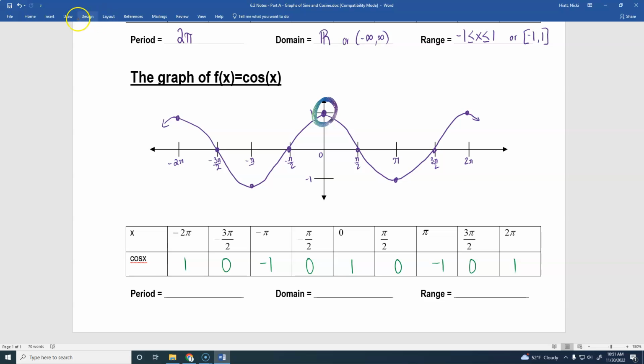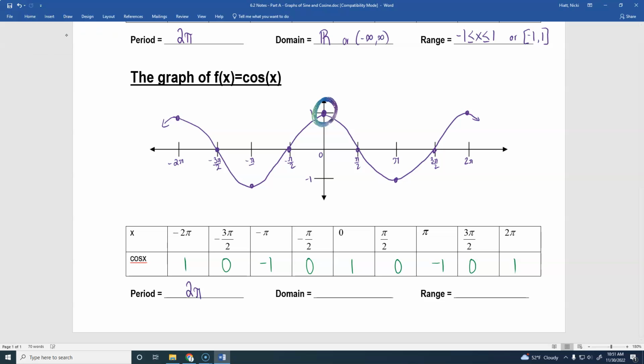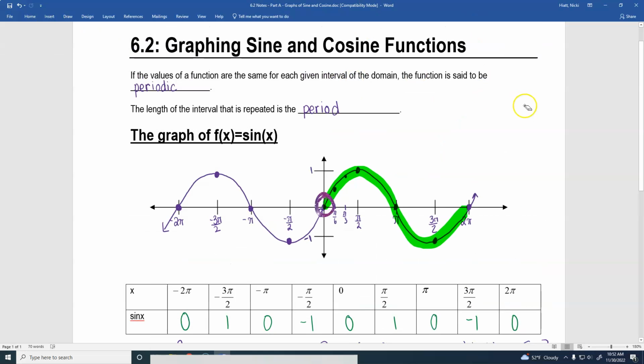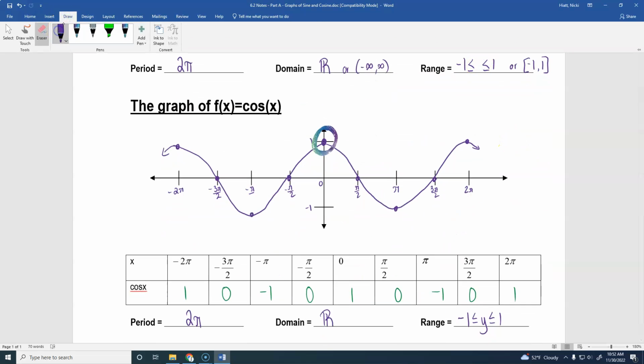All right. We're going to see the same thing here. Period for this is the same. It's going to be 2 pi. Domain is also all real numbers. Our range is also the same, -1 less than or equal to y less than or equal to 1. Oh, I messed up on the last one. What did I do wrong on range? It should be y instead of an x. Right there, let me fix that. We don't put y's in stuff like that often.